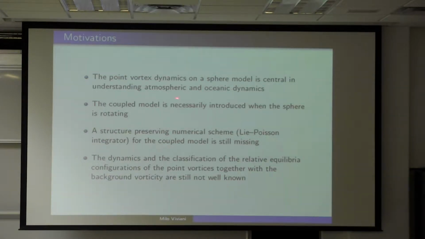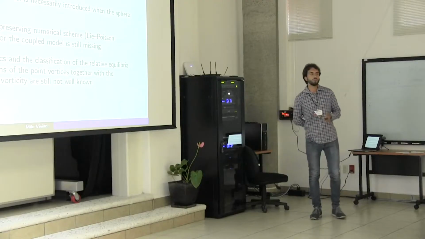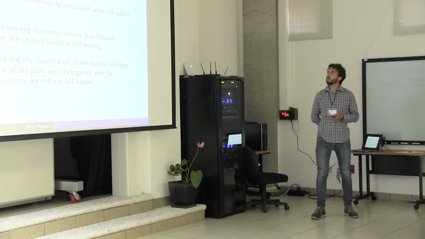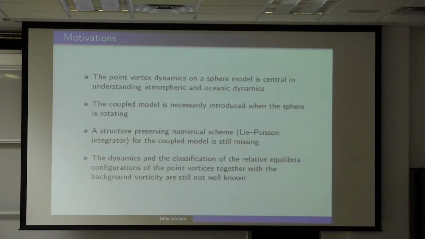So as I said, the main interest in application is atmospheric and oceanic dynamics. The coupled system model is necessarily introduced when the sphere is rotating. So for modeling atmospheric and oceanic dynamics in reality, it's necessary to take into account the rotation of the Earth. And when the Earth is rotating, the coupled model between point vortices and smooth vorticity is something that has to be taken for physical reasons and for mathematical reasons, if you want. So we will see why this is necessary.